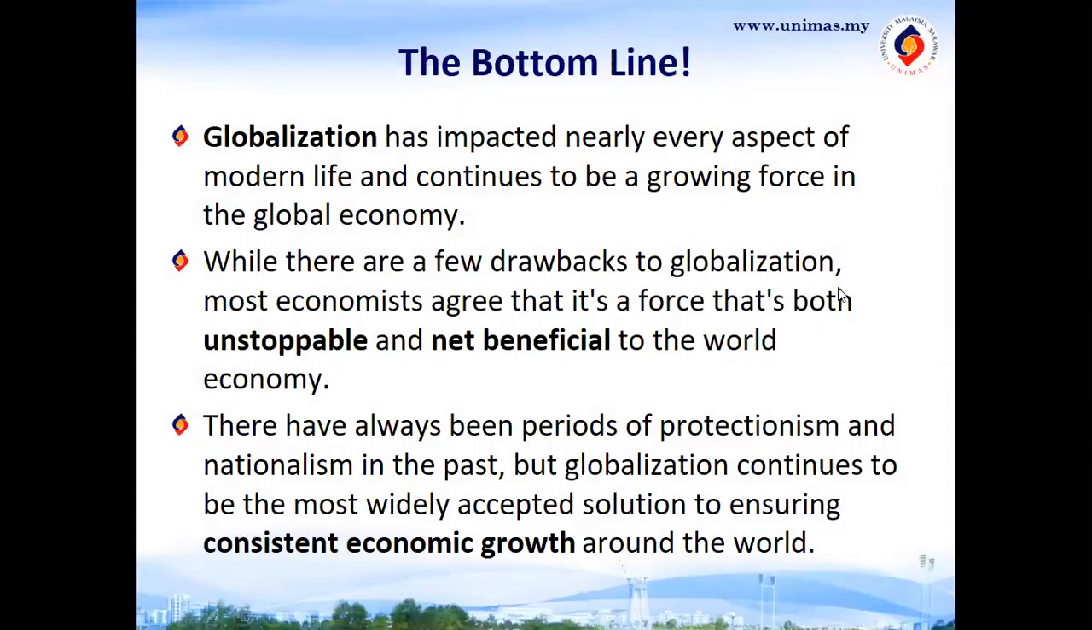Okay, so the bottom line about globalization. Globalization has impacted nearly every aspect of our modern life and continues to grow in the years to come. So while there are a few drawbacks or problems related to globalization, most economists agree that it is a force that is both unstoppable, cannot be stopped, and has net benefits to the world economy. So it will happen and will bring benefits to the world economy. We're talking about the global economy, not individual countries' economies.